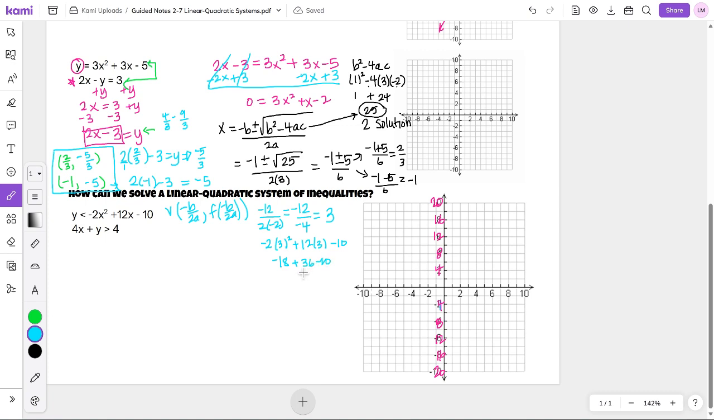All right, so 36 minus 18 is 18, minus 10 would be 8. I just put my positives together, or you could put these two together, which would be positive 18 minus 10, which would be 8. You could do it this way, and that's 8. You just have to take the signs in front of the numbers. All right, so I have 3, 8. So I'm going over to 3, and I'm going up to 8.